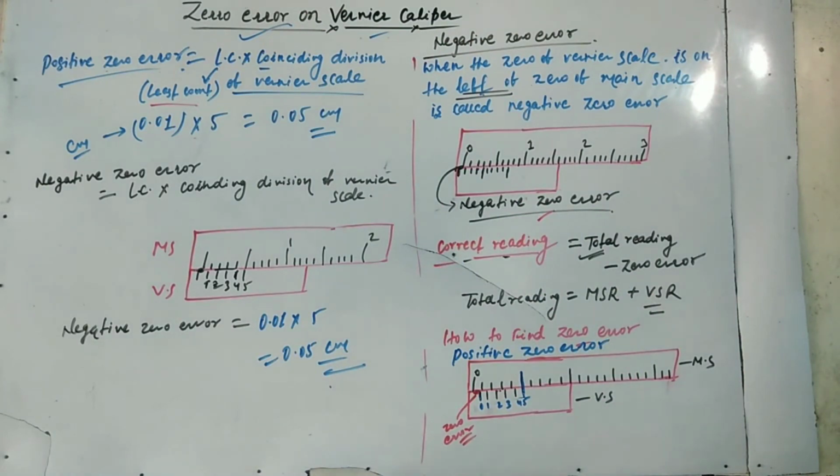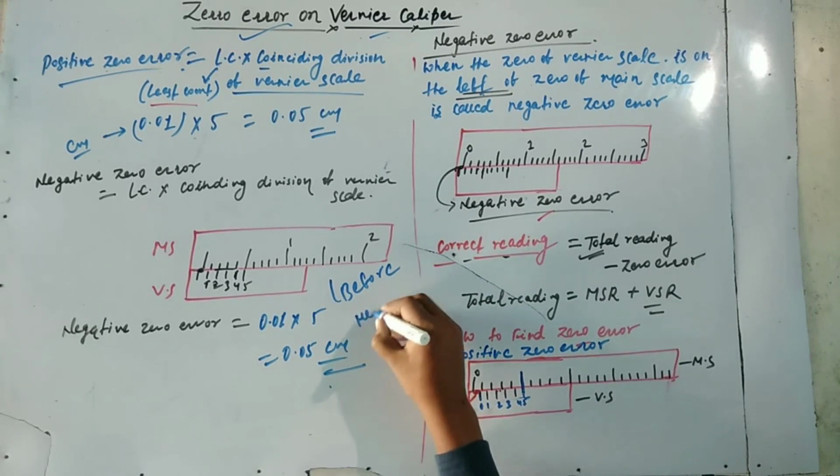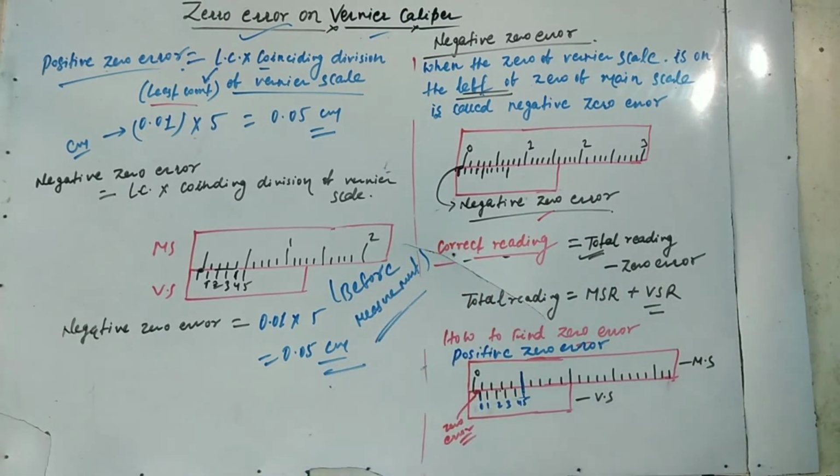And this zero error we can take only before measurement. In case of negative zero error, minus will be there. So negative zero error is minus 0.05 cm.